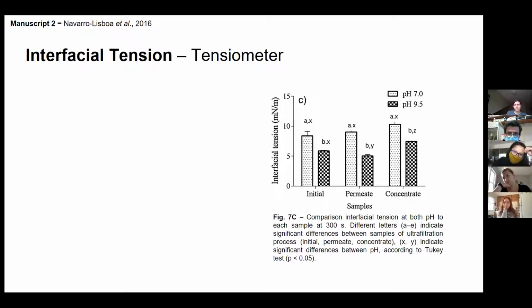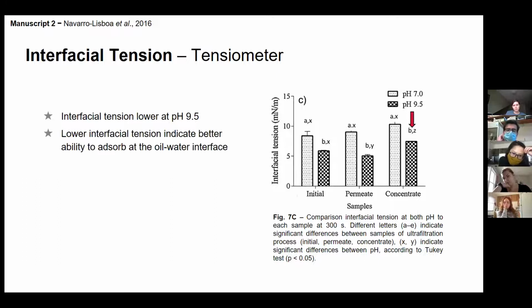The following graph illustrates the measured interfacial tension for each sample at the same time point. So here they observed lower interfacial tension at pH 9.5, which they said may indicate a better ability to adsorb at the oil-water interface. They attributed this to the decrease in surface hydrophobicity, but they did not measure that directly.